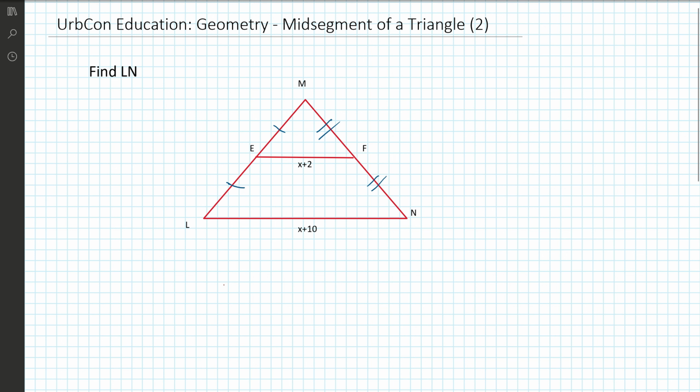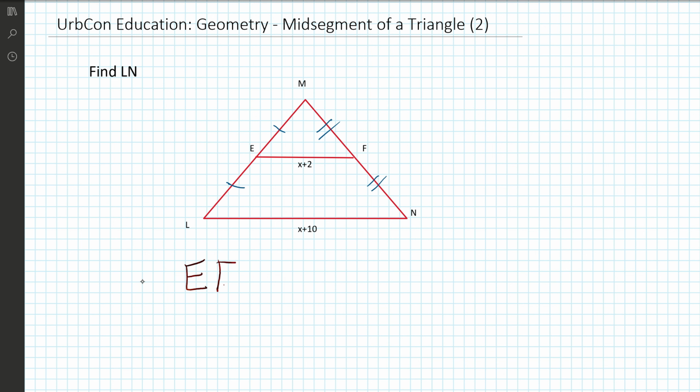So when looking at these problems, looking at the picture is one thing, but understand that they're usually not drawn to scale. So we have to actually apply the theorems, and if the parts of the theorems are true, then we can go ahead and use them and work through them. All right, so we're going to find LN. That's what's wanted in this problem. So we're going to say, by using that theorem, that EF is 1/2 of LN.